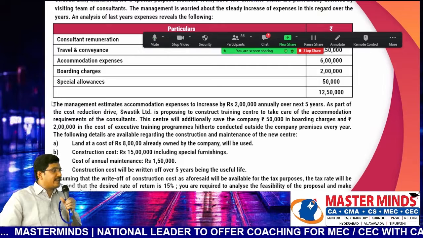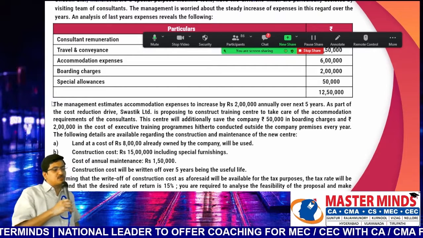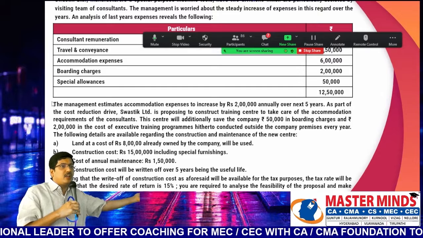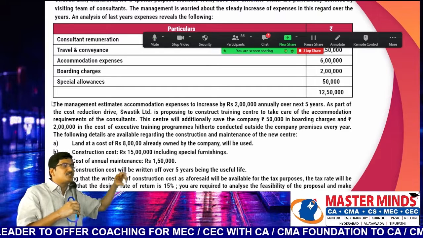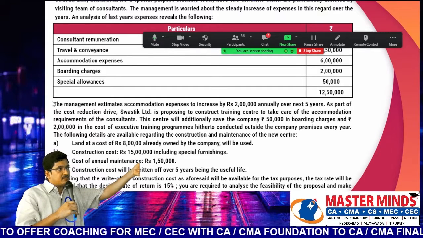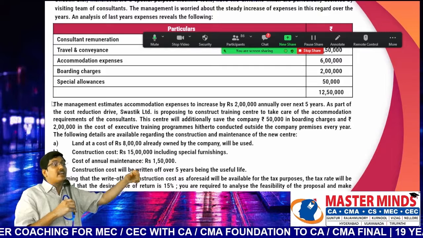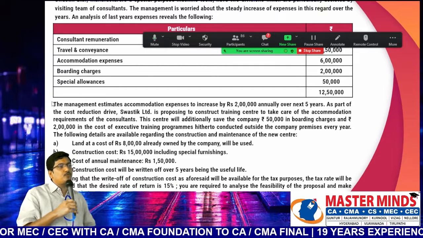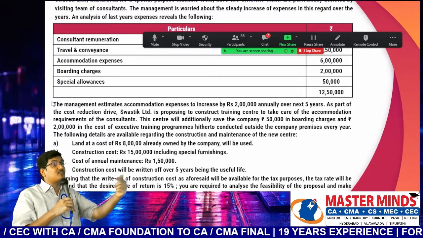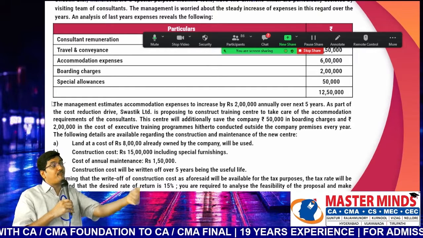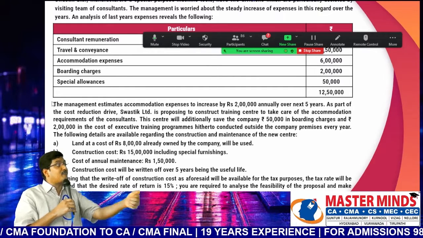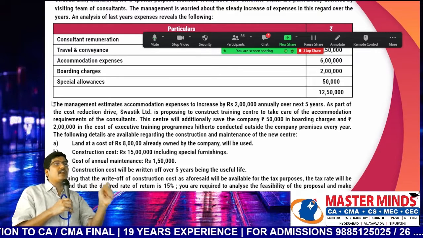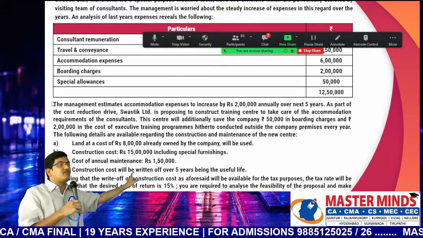The management estimates accommodation expenses to increase by 2 lakhs. There is a word called annually. That means next year what will be the accommodation expenses? 8 lakhs. That is called year 1. Next year is nothing but year 1. What about year 2? 10 lakhs. Year 3, 12 lakhs. Year 4, 14 lakhs. Year 5, 16 lakhs.